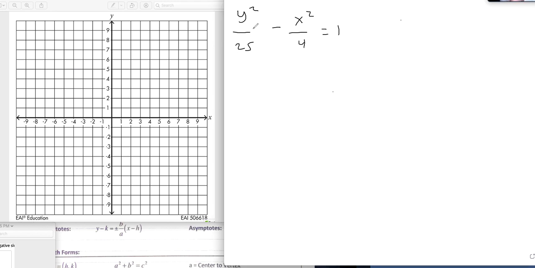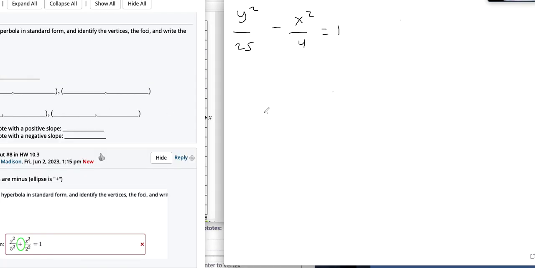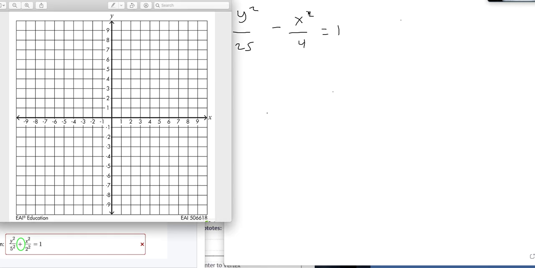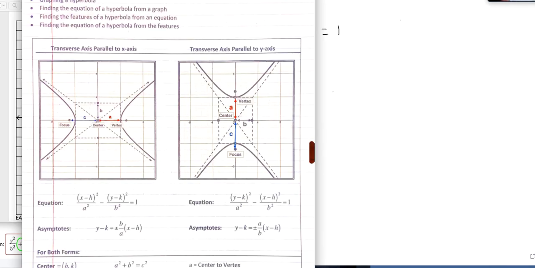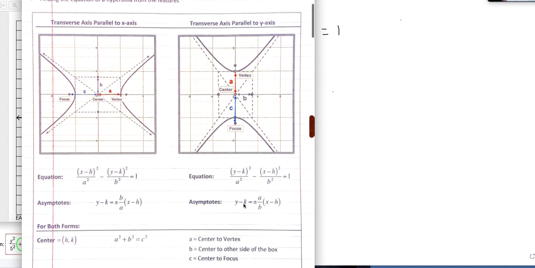Okay, so for this one, we're given this equation, and then we're asked to find vertices, foci, and the equations of the asymptotes. So let's start by getting this thing graphed. We know it is leading in y, so that means it's going to be the kind that is parallel to the y-axis. And then our equation, we know that because the y is leading, and then here's the equation of the asymptote that we're going to come back to in a second.